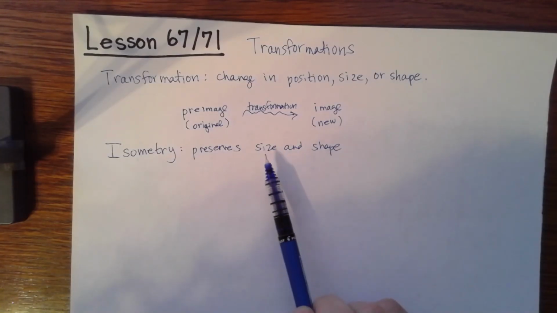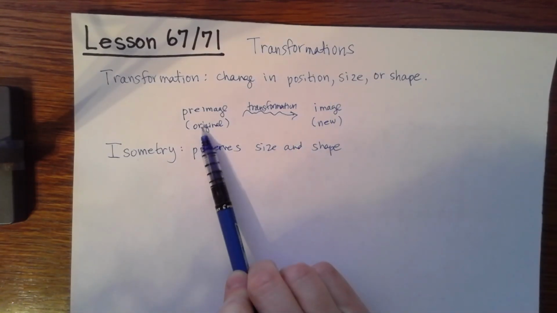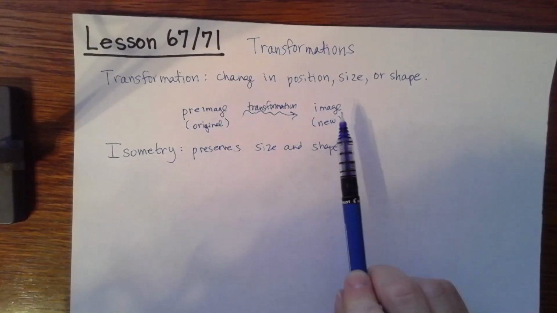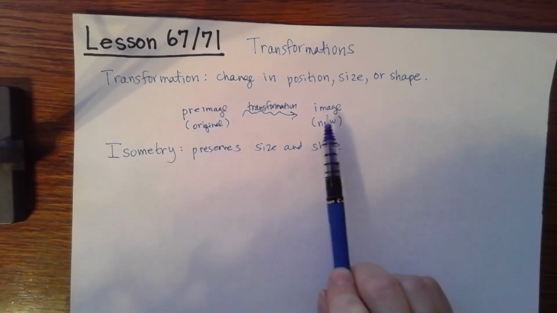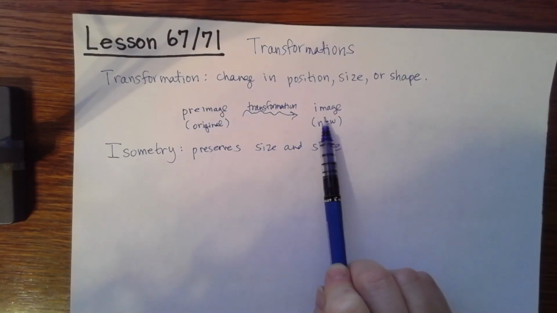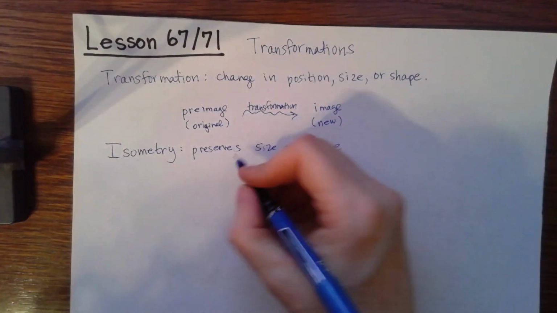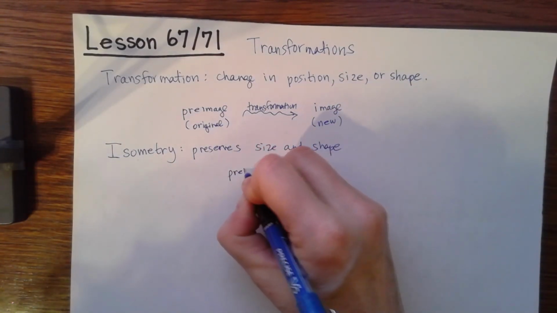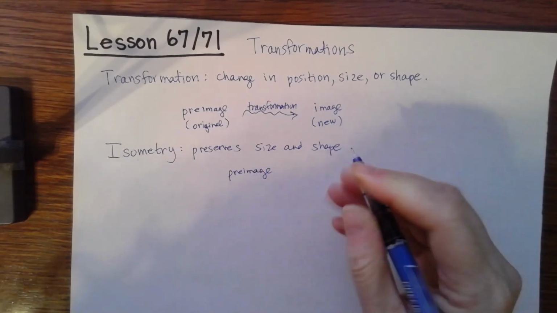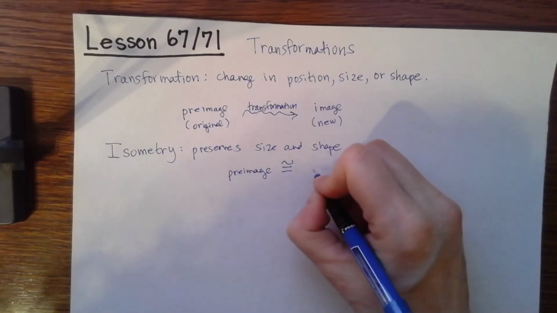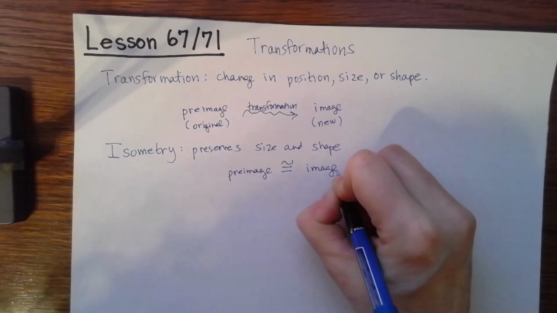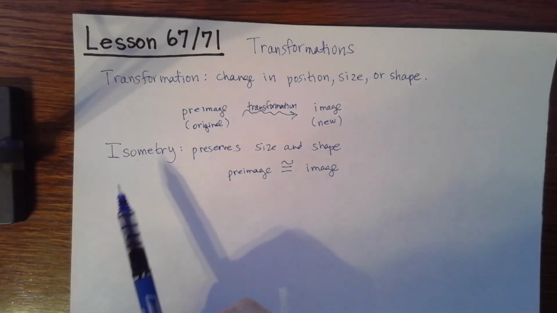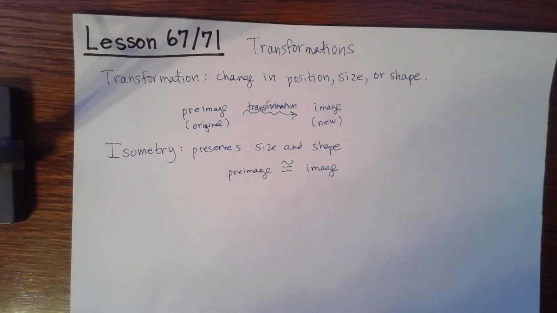Okay, so if the original goes through a transformation and it's exactly the same size and exactly the same shape as it was before, they're congruent, right? So these are special because the pre-image will be the same in size and shape, meaning it's congruent to the image. Okay, so that is what is special about an isometry.